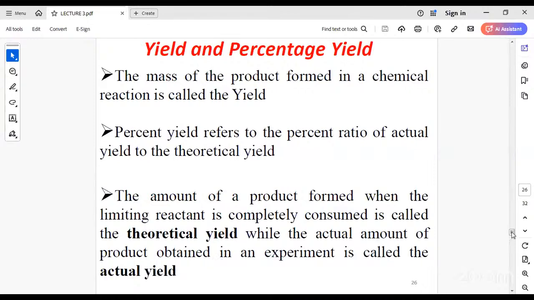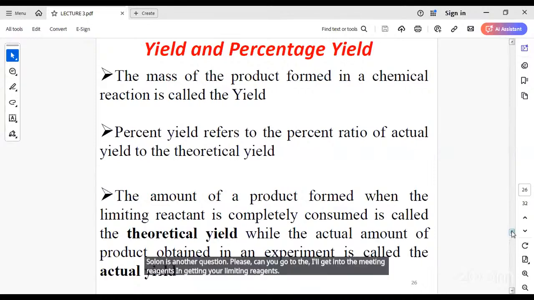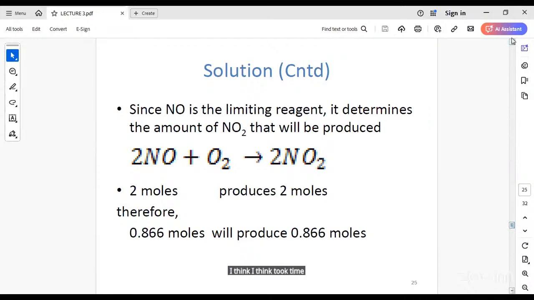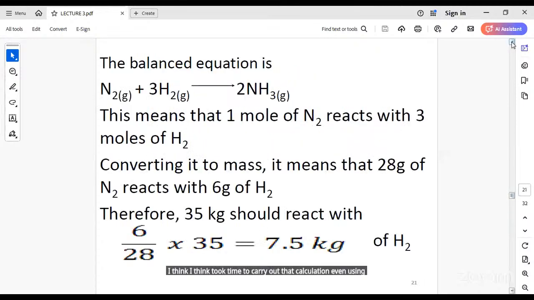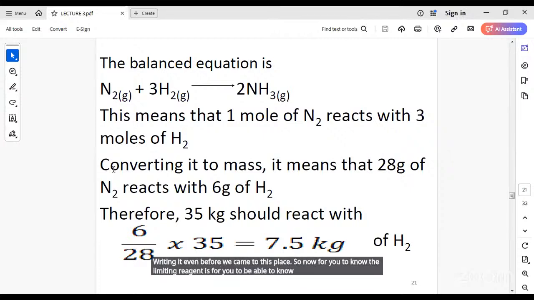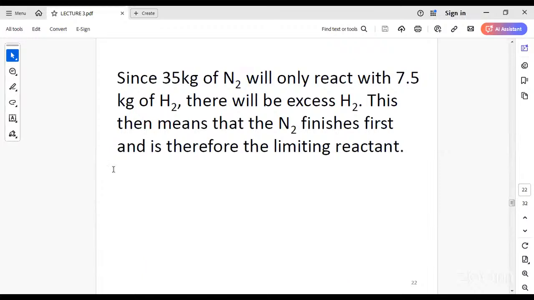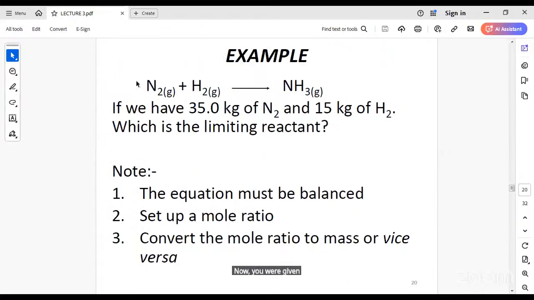In getting your limiting reagents, I took time to carry out that calculation, nitrogen, hydrogen, to give you. I took my time to carry out this calculation, writing it even before we came to this place. So for you to know the limiting reagent is for you to be able to know the atom that is used up first. Now, you were given 35 kilograms of nitrogen, we are given 15 kilograms of hydrogen, and this is our product.